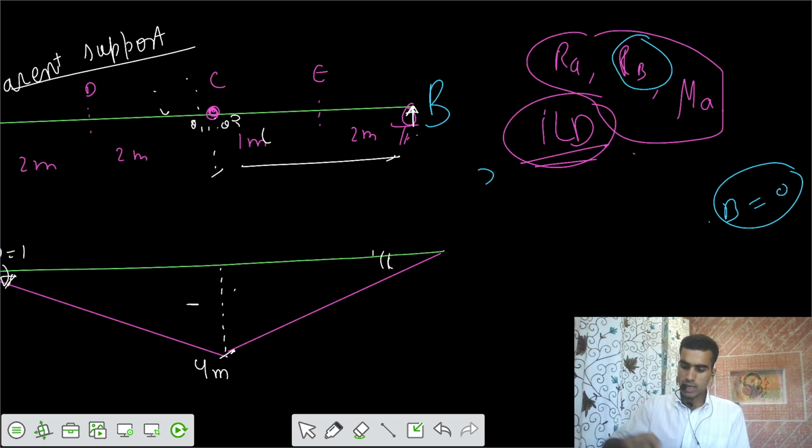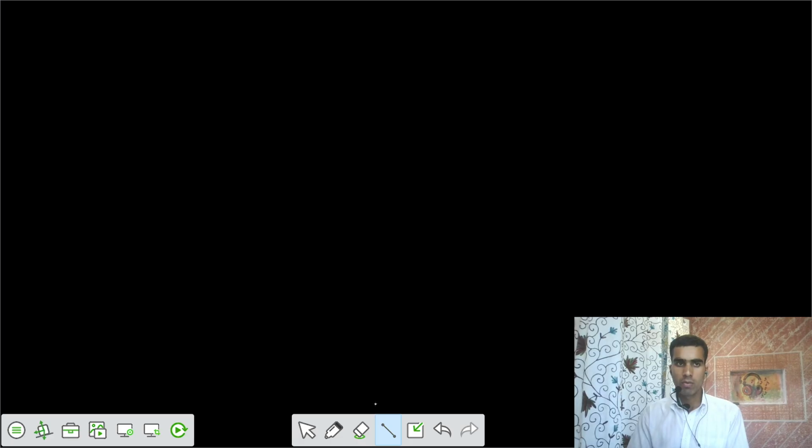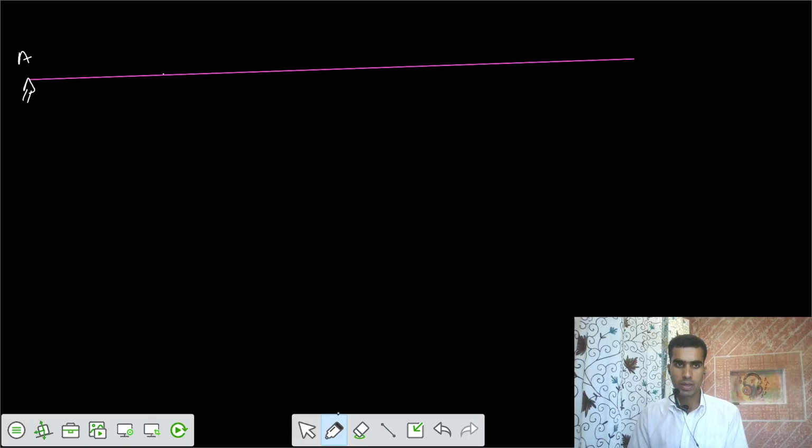Now, do you have any other problem to go with? Yes, we have a bigger one. We have a compound beam now, beam A, B, C, D. Let's say this is A. After that we have B. After that we have hinge C, we have hinge D, and one more support. After that we have support F.